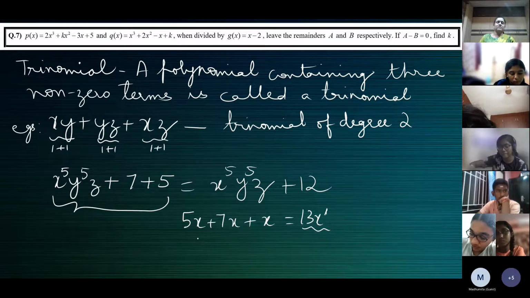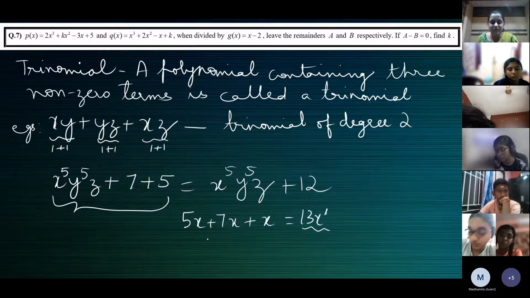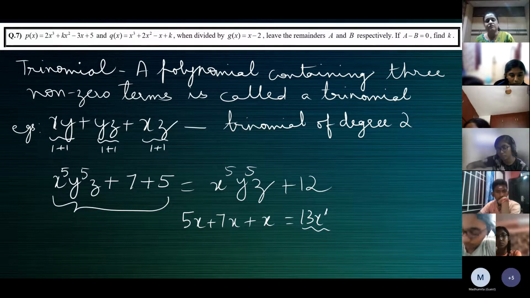So 5x plus 7x plus x is not a trinomial. On simplifying, it is just 13x, which is a monomial of degree 1 in one variable x.